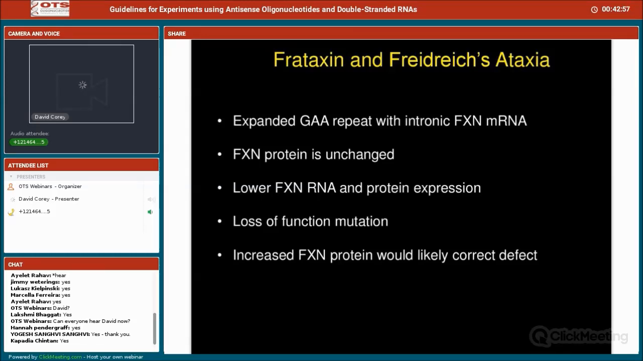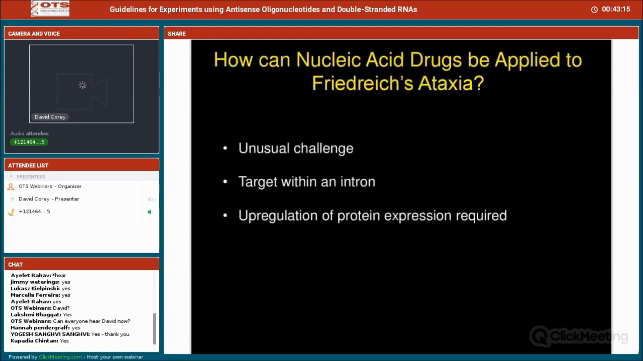The frataxin protein itself is unchanged. The amino acid sequence is the same. But there is lower expression of frataxin messenger RNA and protein. Therefore, this is a loss of function mutation, and increased frataxin protein would almost certainly correct the defect.